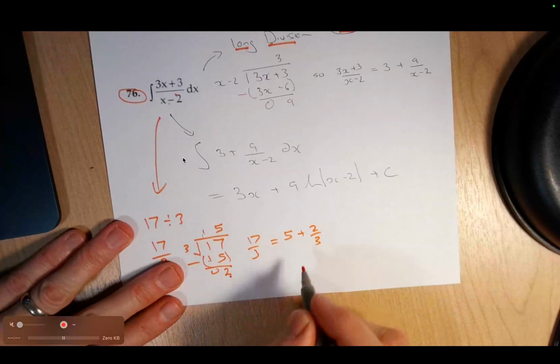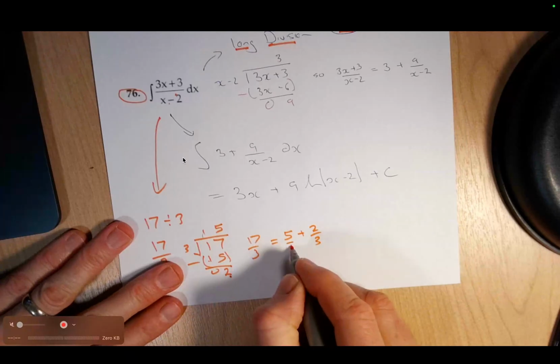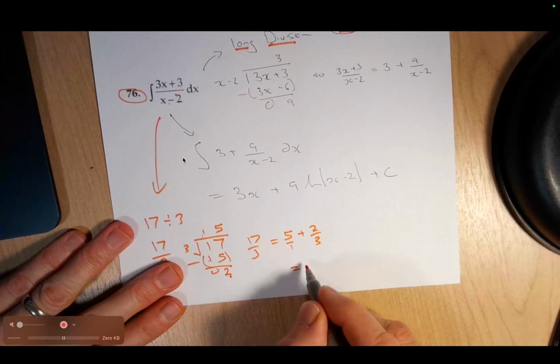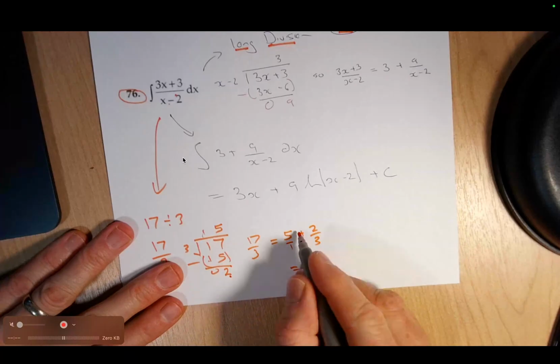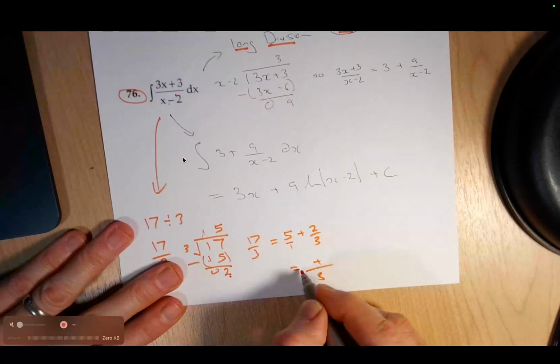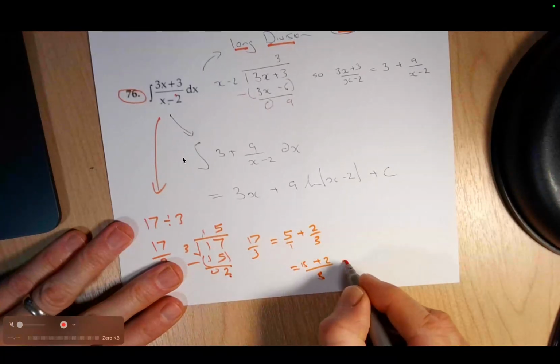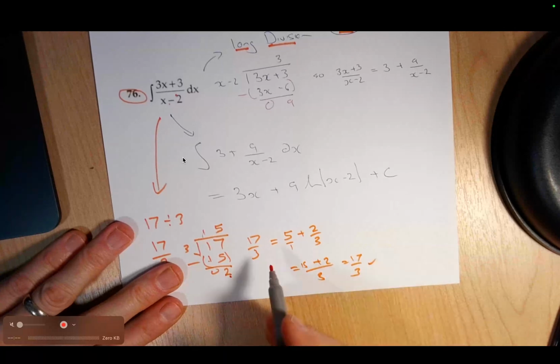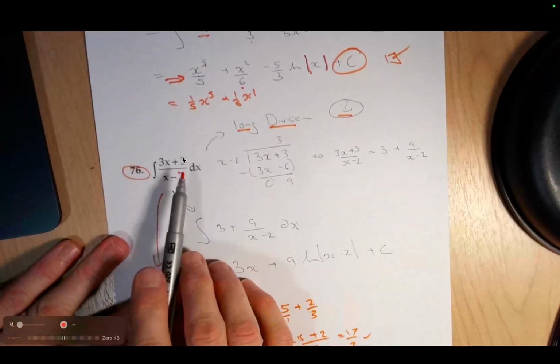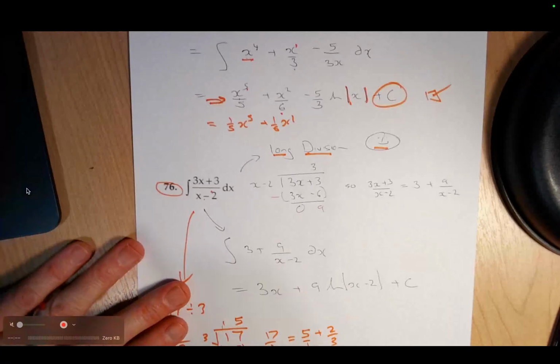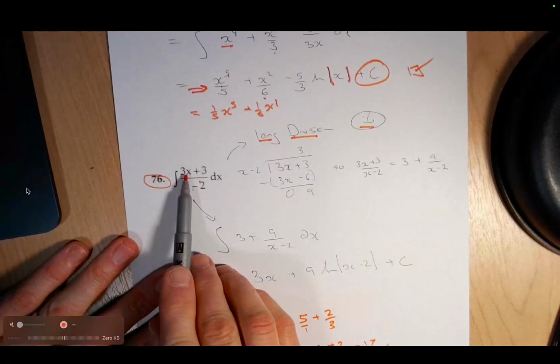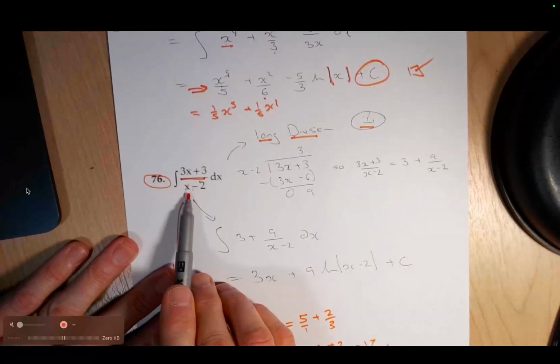And so that would be your answer to 17 over 3. Just to confirm, if I were to take this here and put it into fractions, cross multiply, 1 times 3 is 3, plus 15 gives 17 over 3. So it's the same thing. So the same thing's happening here. So what we do, we say this bit here, 3x plus 3, is being divided by x minus 2.